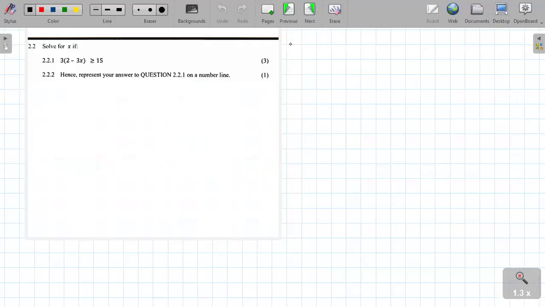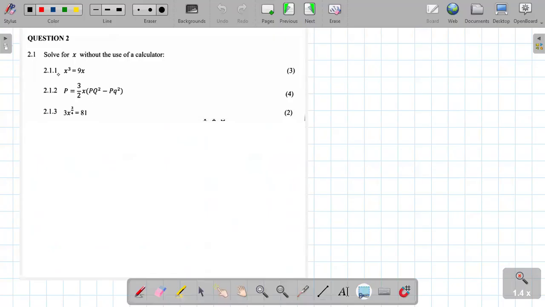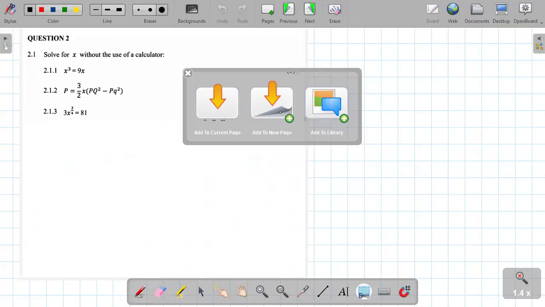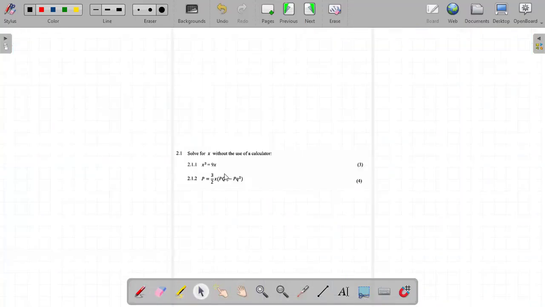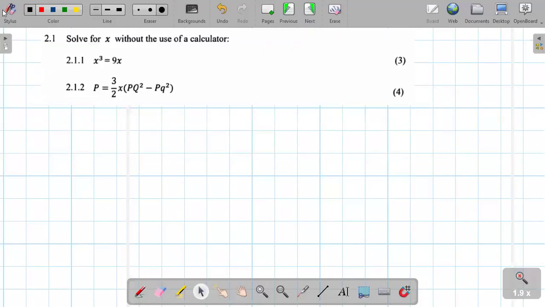Solve for x. Represent your answer on a number line. This is your homework. Try this alone so that you can see where you are stuck. I have three questions. Let's spend 2 minutes on each so that everything becomes fine.